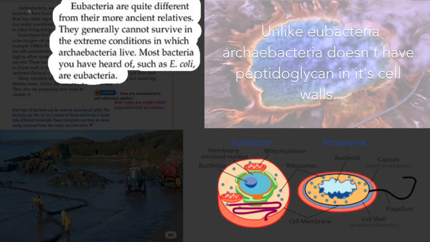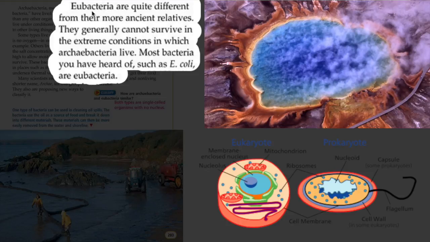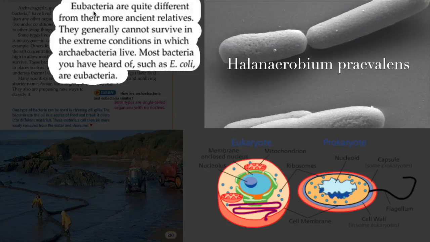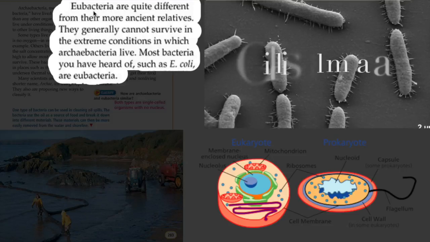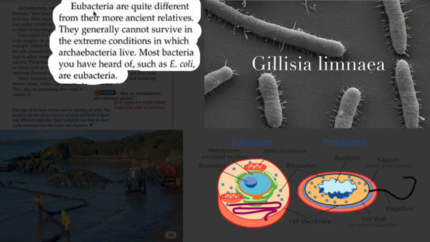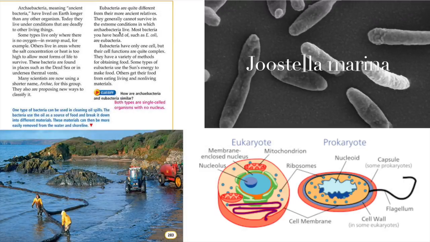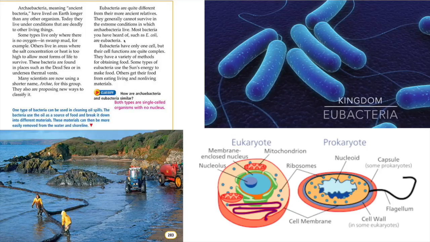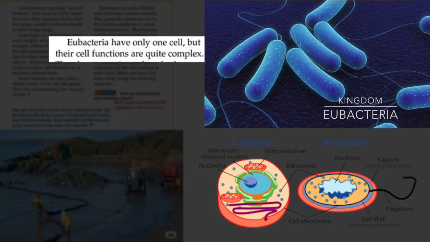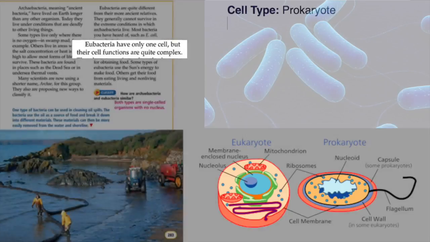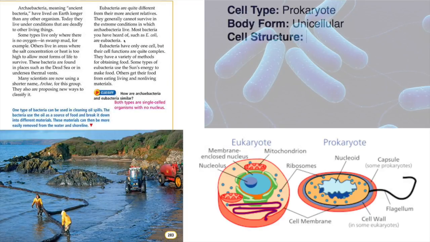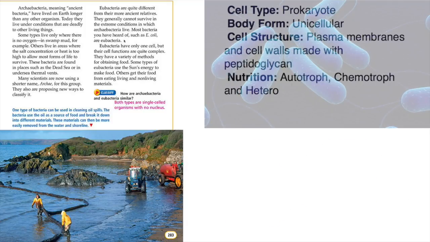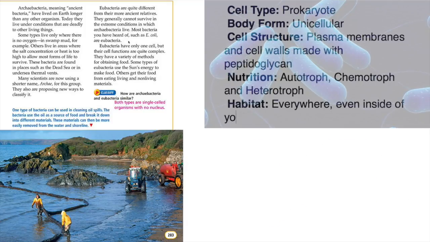The most common types of bacteria that we know of are the Eubacteria. They cannot survive in these extreme conditions. We've heard of E. coli. E. coli is what we have in our intestines, and it's also what gives us food poisoning. Again, Eubacteria have only one cell, but the functions inside that cell are very complex. They get their food different ways. Some of them use the sun's energy to make food. Others get their food from eating living or non-living materials.